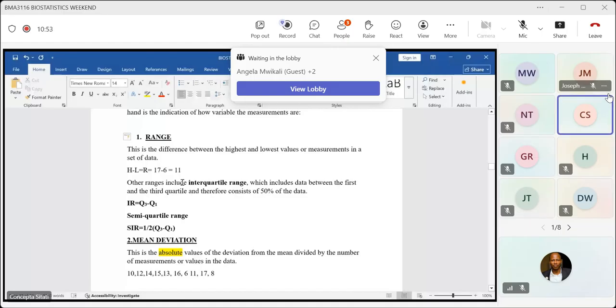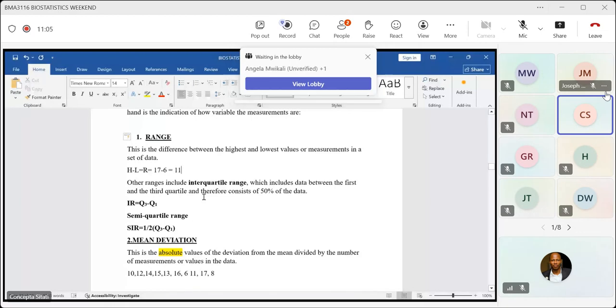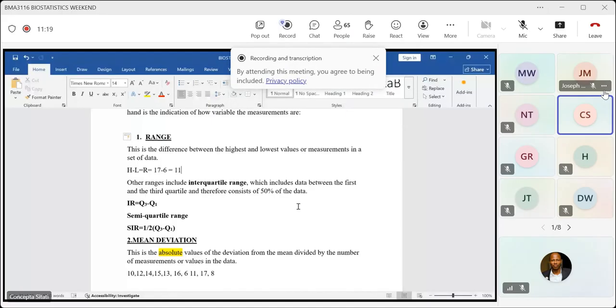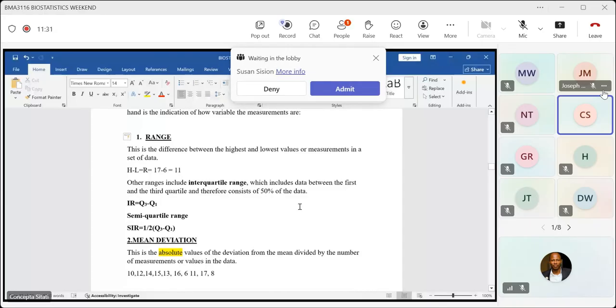Now we have other types of range that include interquartile range, which includes data between the first and the third quartile, and therefore consists of 50% of the data. Remember when we were winding up the measures of central tendency, we talked about the quartile, and we said quartiles are positional data divided into 4 positions. Of course, when we look at the quartile, we don't see the 4th position because we start from the first quartile, the second quartile, and the third quartile.